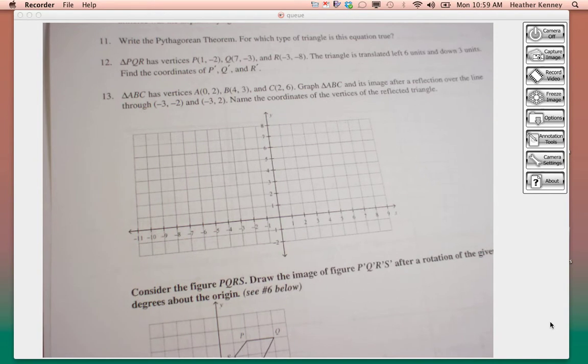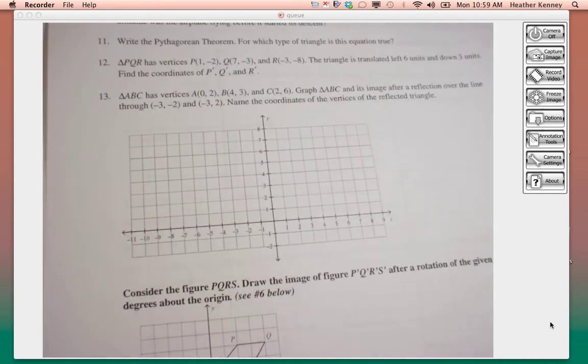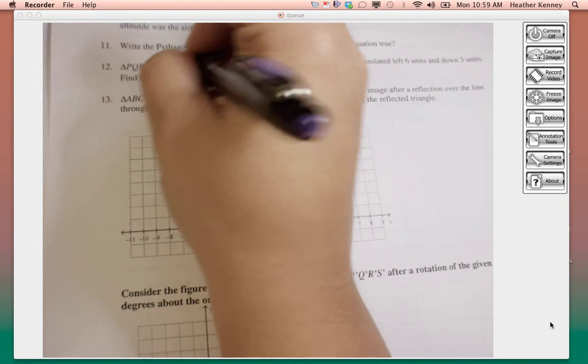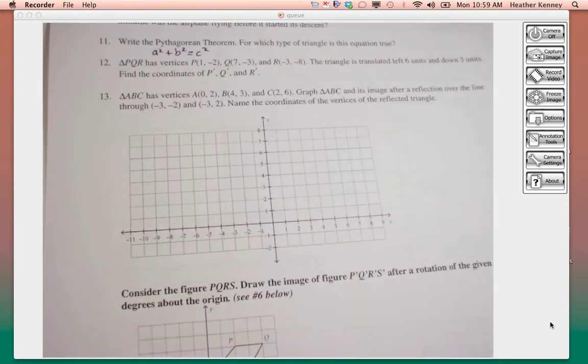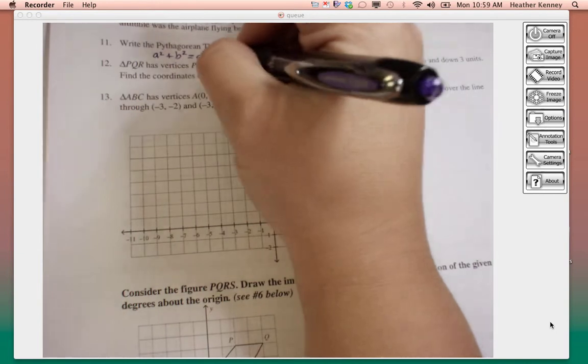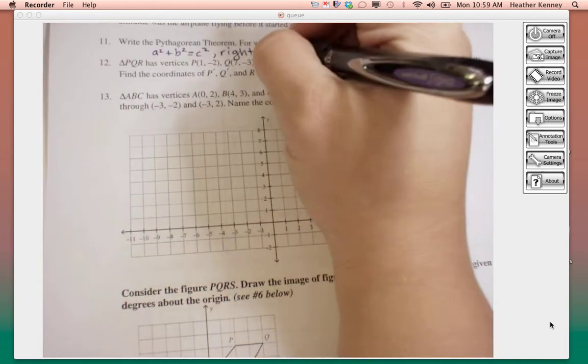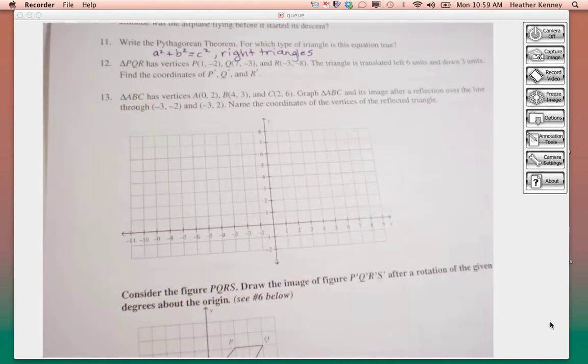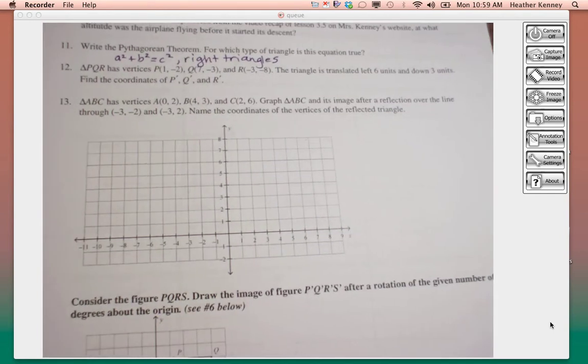Okay, moving on. I'm going to skip the bonus question. Number 11, write the Pythagorean Theorem. We just went over this for the previous question about the right triangle. The Pythagorean Theorem is a squared plus b squared equals c squared. That is the Pythagorean Theorem. And then it says, for which type of triangle is this equation true? It is only true and always true for right triangles. So the complete answer would have been a squared plus b squared equals c squared, and for right triangles only.